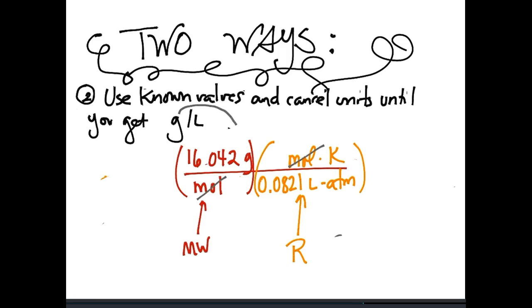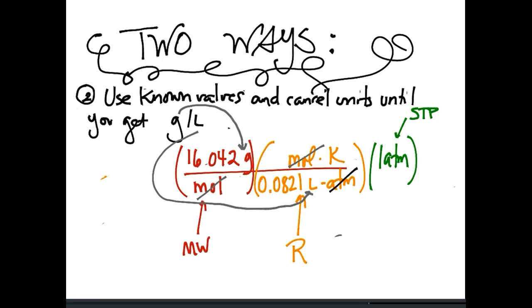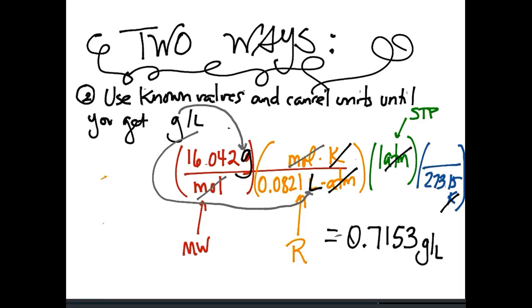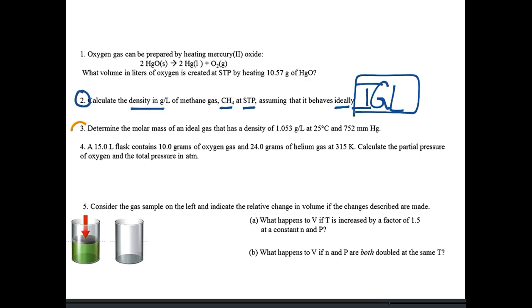So the temperature needs to go near here. I'm just showing you that I've got units so far. 1 atmosphere pressure goes on the top to cancel, and the Kelvin temperature has to go on the bottom so that it cancels with Kelvin on the top. So now when you plug all that in, you have grams per liter, and everything else cancels out, and you end up with 0.7153 grams per liter. 0.715. Sorry, I'm limited by my ideal gas constant.